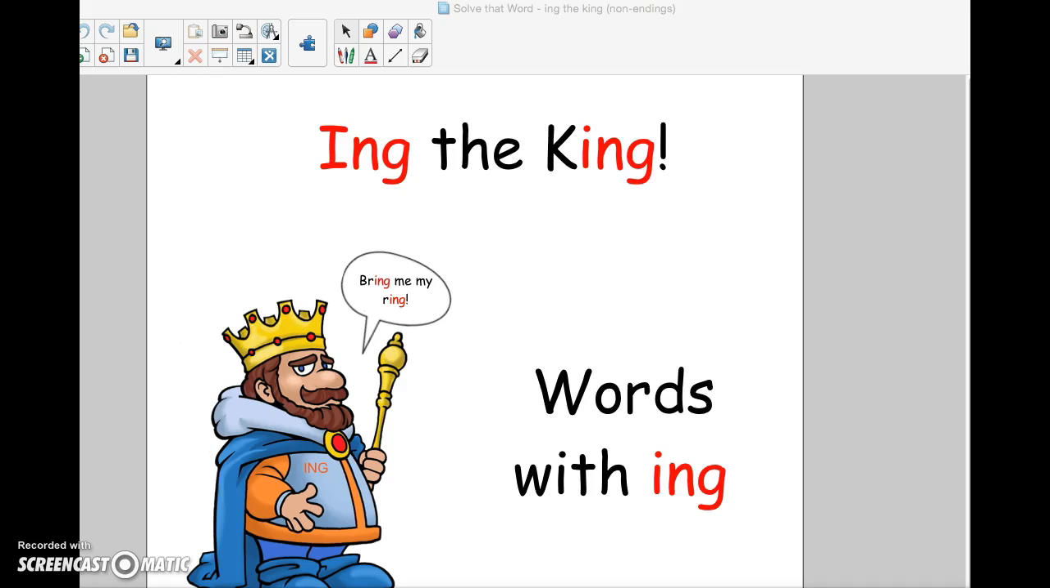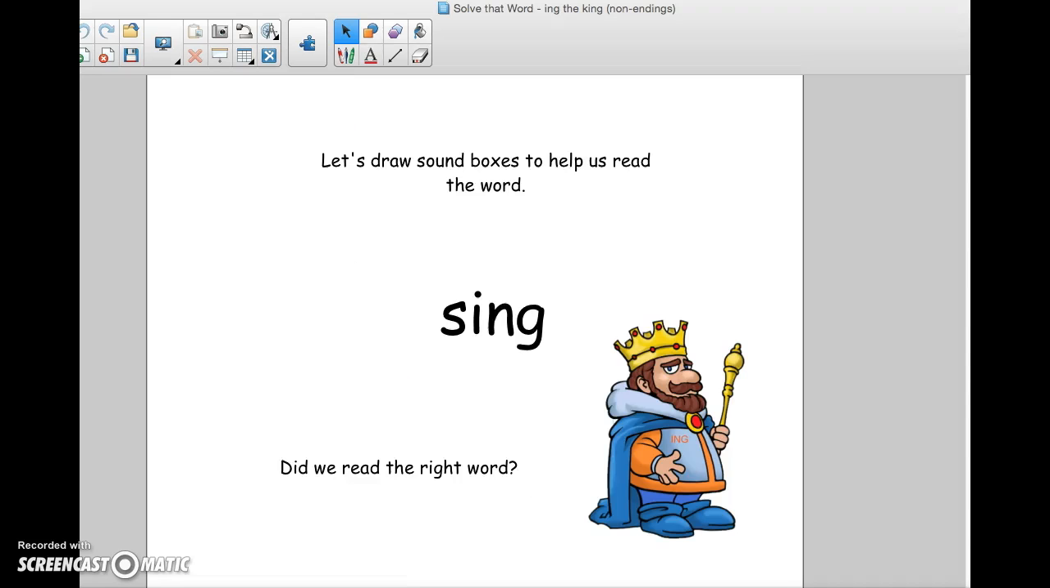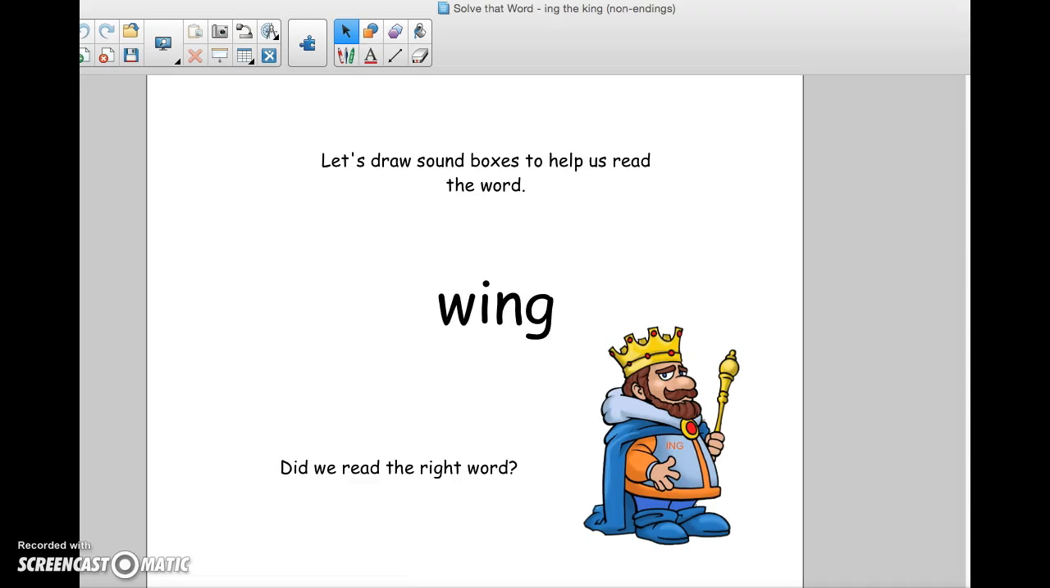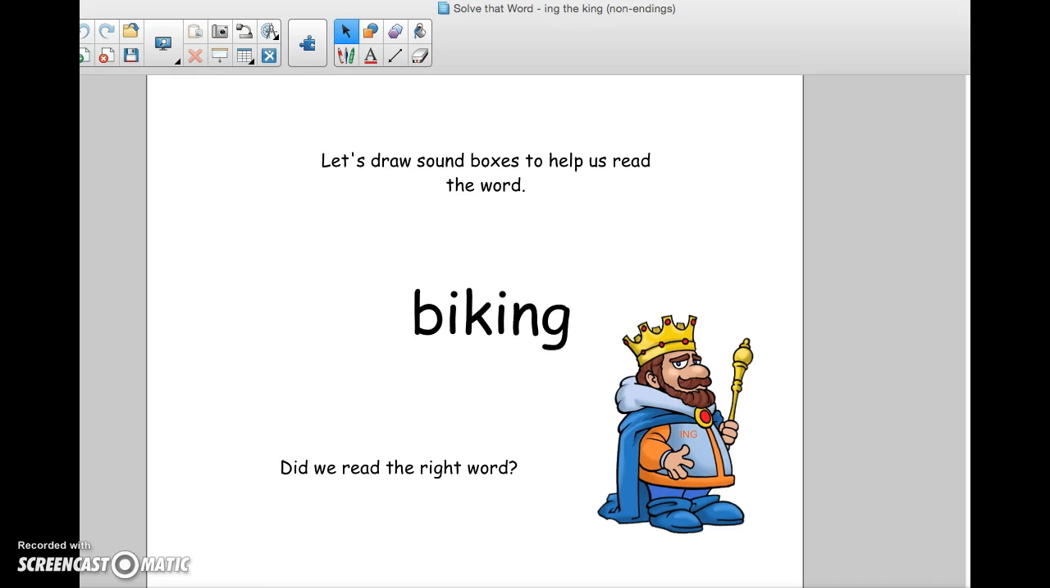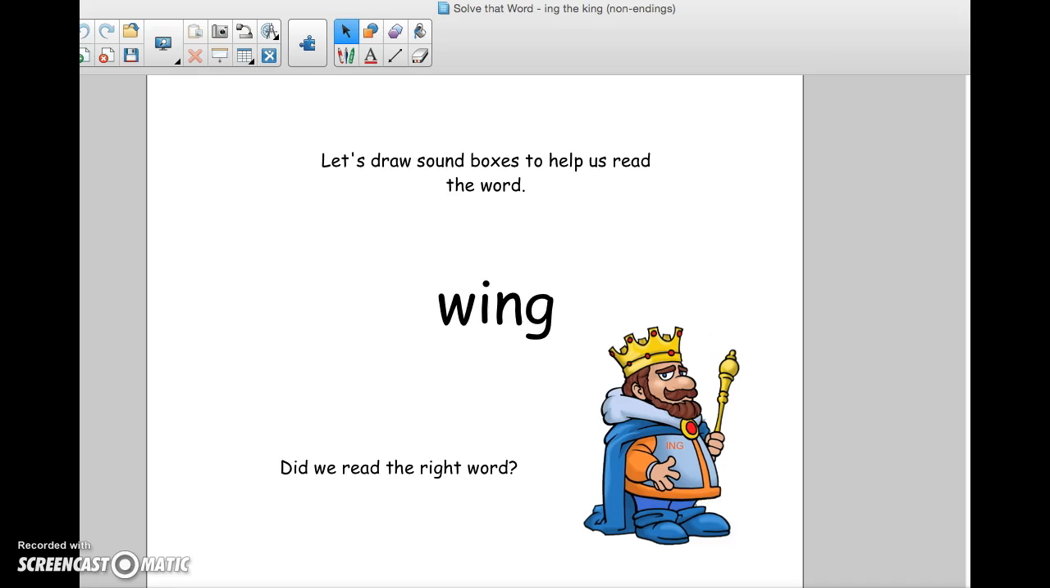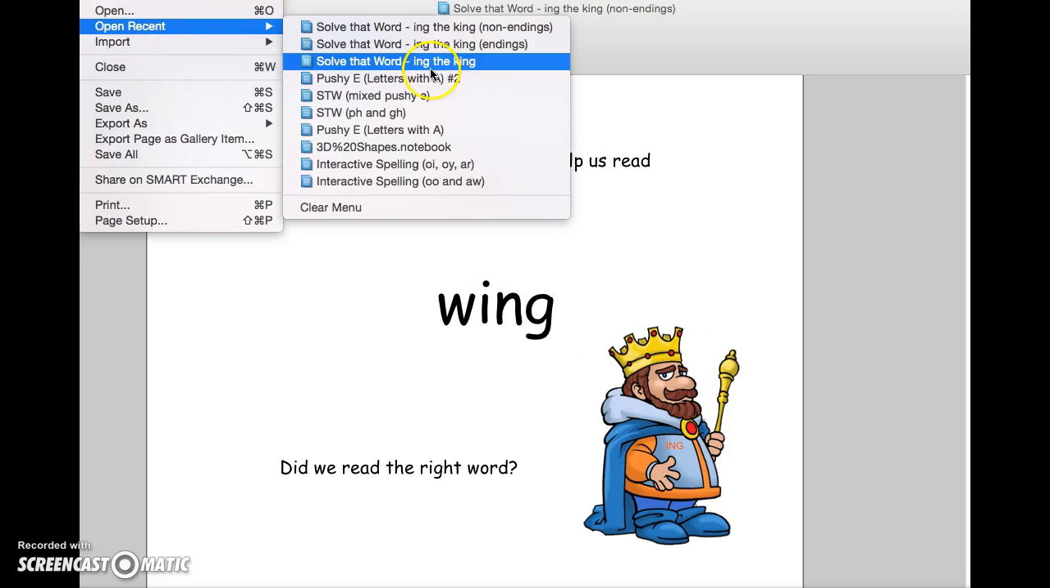And students picked up on this really quickly. So there's sing, string, wing, ring. Oh, I didn't mean to do that one. So there's not a lot of words with ing in it, except for when you add it onto the end of a word to change it to the present tense, which was the lesson that we did today. So let me just open that up quickly.